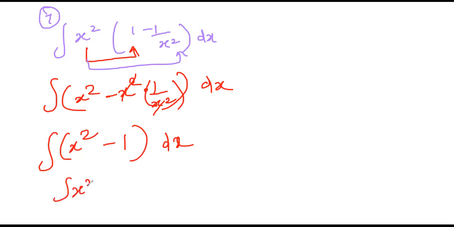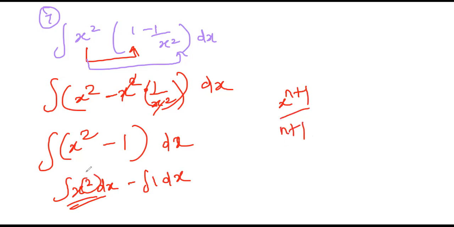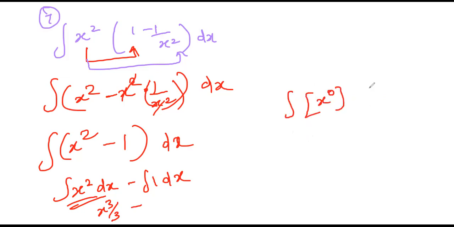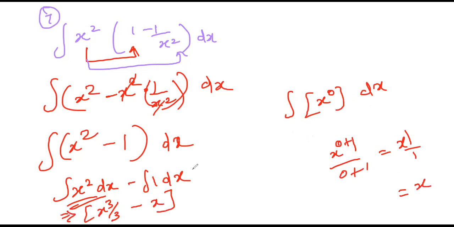So this can be written as x square dx and minus 1 dx. And when you use the power rule, it will become x power n plus 1 upon n plus 1. The value of n is 2 here. So it will become 2 plus 1 divided by 2 plus 1, which is x raised to the power 3 by 3. Right? So integration of x raised to the power 2 will give you x power 3 upon 3. And when you integrate 1, you can write it as x raised to the power 0. And this can be written as x raised to the power 0 plus 1 upon 0 plus 1. It is x power 1 upon 1, which is nothing but x. So this will be the final solution. You are right.